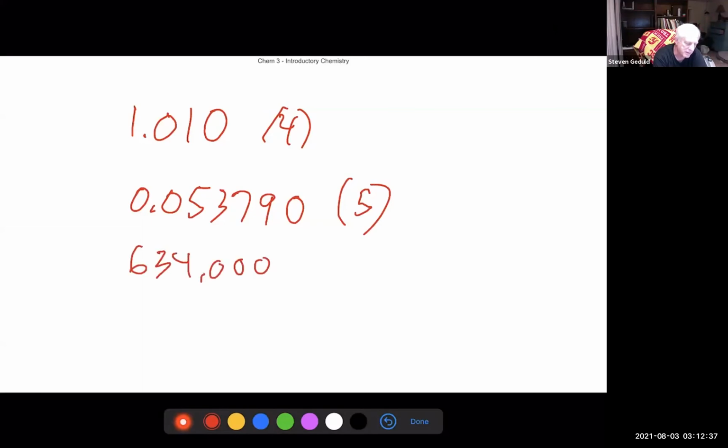634,000. How many significant digits? We have 3 right there. Perfect. Now when we're doing multiplication and division, we're going to use the number of significant digits to determine our answer. The number with the least number of significant figures is going to determine the number of significant digits you can have in your answer.